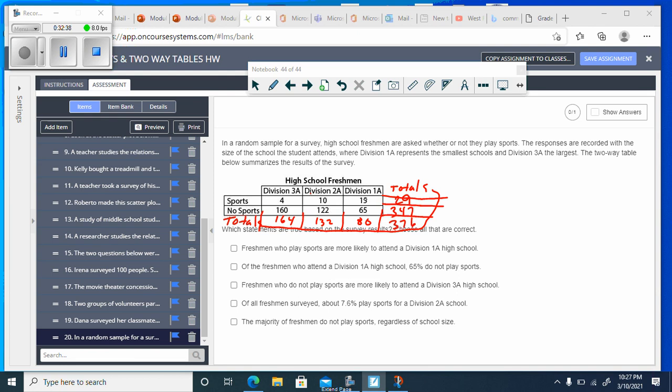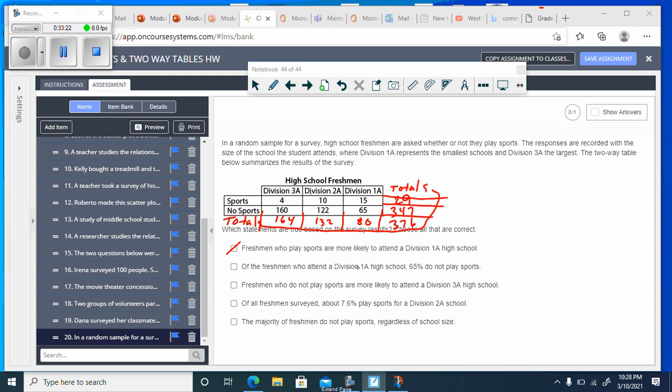Now, let's look. 15 out of 80 out of your Division 1 play sports. Let's see, 15 over 80. That would be 19% for Division 1. Okay, 10 out of 132. 10 divided by 132 would give you 7.5% for Division 2. And then 4 divided by 164, that would be 2.4%. Freshmen who play sports are more likely to attend 1A schools. Yes, this is a higher percent of those.